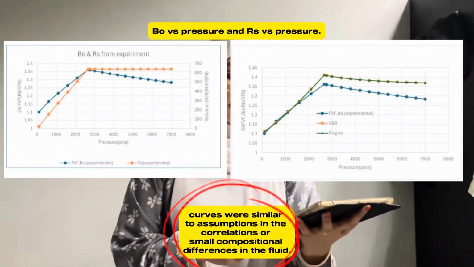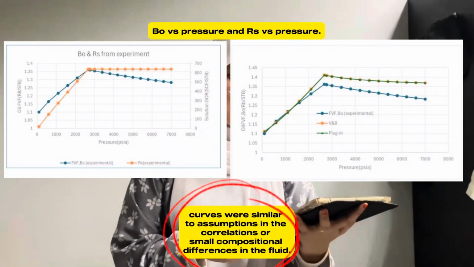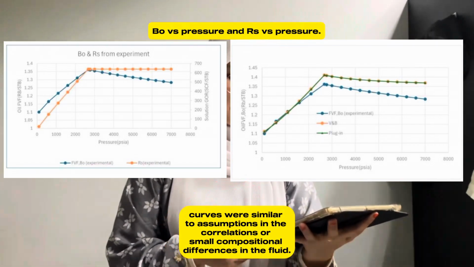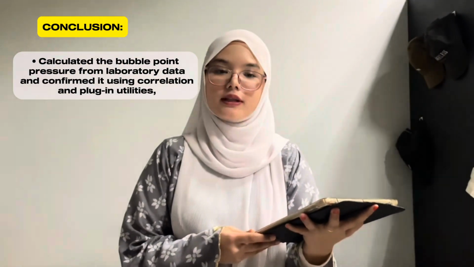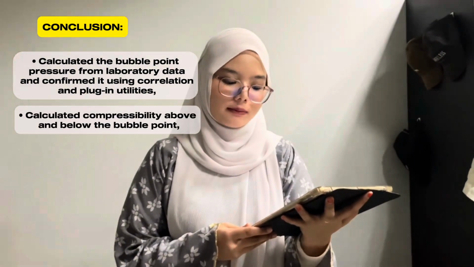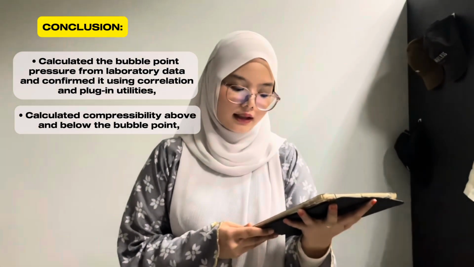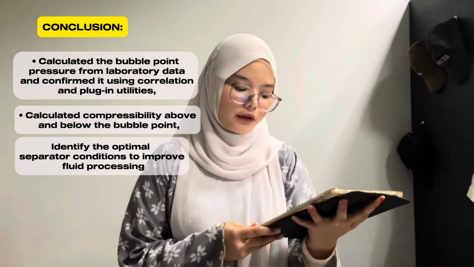The curves were similar, and any difference was likely due to assumptions in the correlation or small compositional differences in the fluid. To conclude, we calculated the bubble point pressure from laboratory data and confirmed it using correlation and plug-in utilities. We calculated compressibility above and below the bubble point. We identified the optimal separator condition to improve fluid processing.